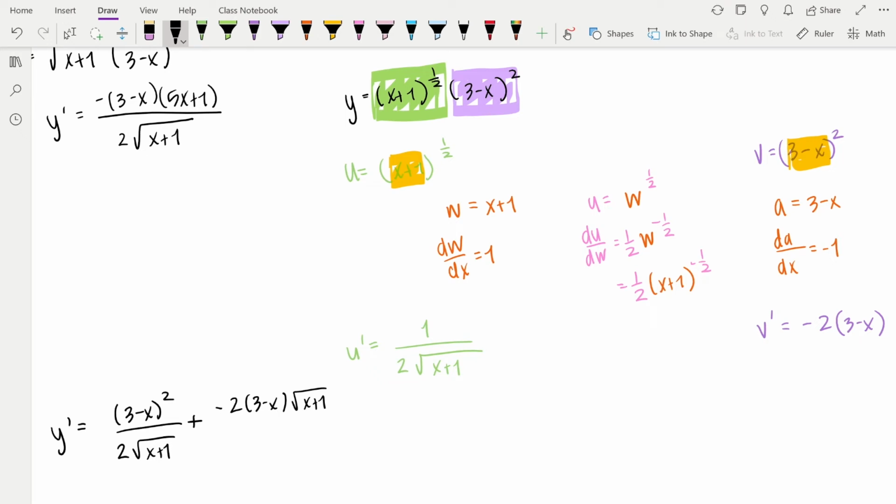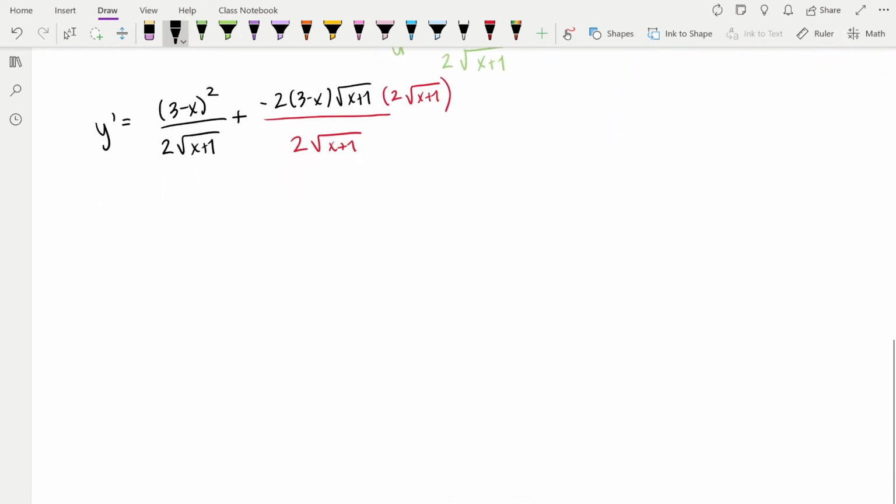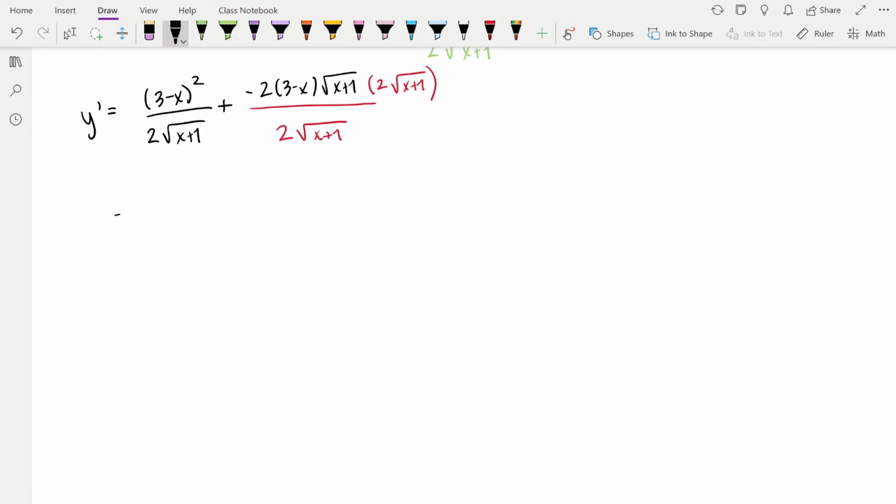All right, well, I need a common denominator. I know I have to keep going because they want it to look like this. The common denominator is clearly 2 root x plus 1, so in the numerator, I also have to multiply by 2 root x plus 1. Let's change our zoom. We come way down here for the simplifying.